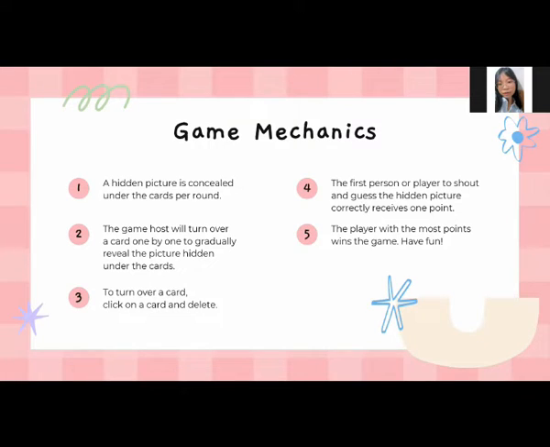For our game mechanics: mechanic number 1, a hidden picture is concealed under the cards per round. The game host will turn over a card one by one to gradually reveal the picture. Mechanic number 3, to turn over a card, click on a card and delete. Number 4, the first player to shout and guess the hidden picture correctly receives 1 point. The player with the most points wins the game. Have fun. Let's get started.